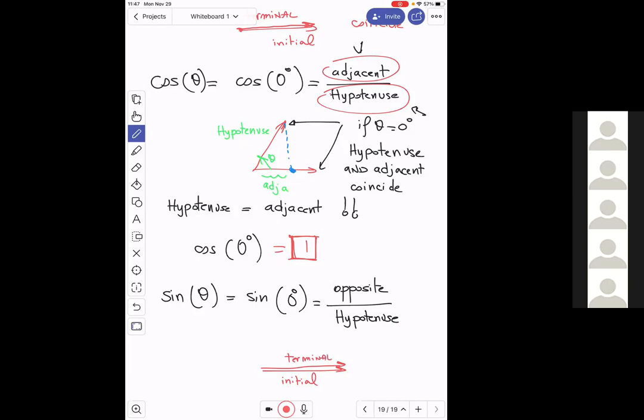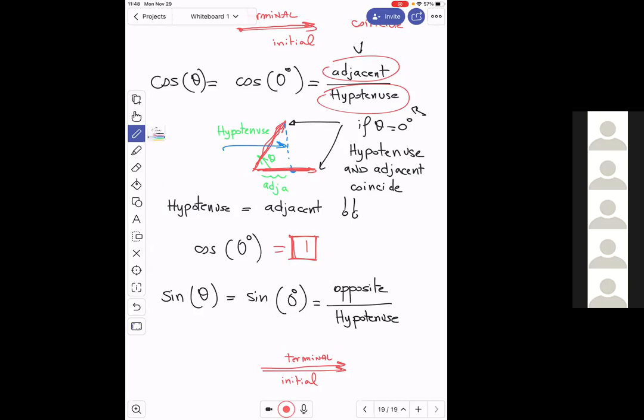So if your initial side coincides with the terminal side, what will be the length of the opposite side? The opposite side is this one here, right? What will be the length of the opposite side if the terminal and the initial side coincide? There will be no opposite side, right? The opposite side would be just 0.